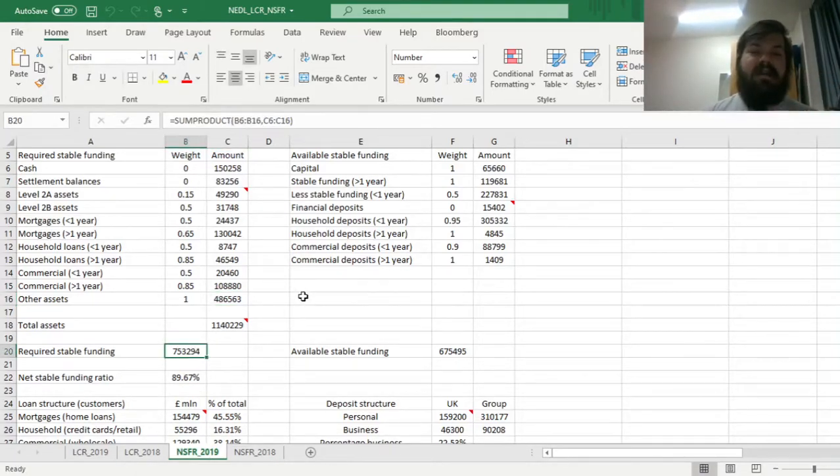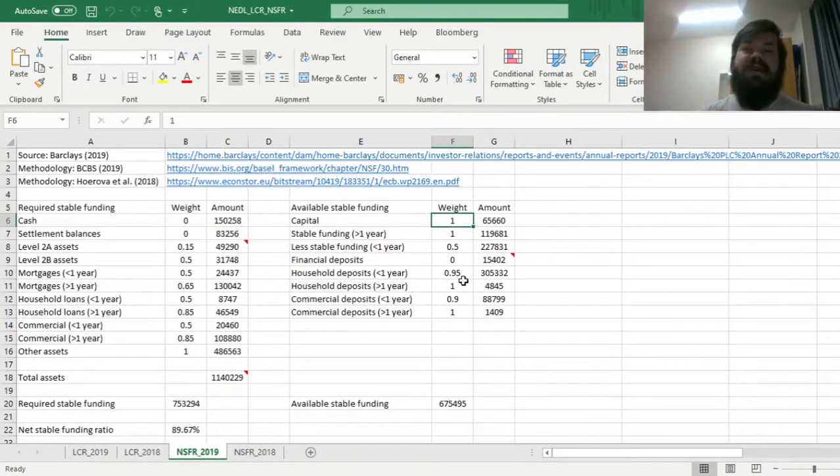And we see here that Barclays has roughly $750 billion in required stable funding. So they have to, from June 2021 at least, have at least that much in available stable funding. So what is considered stable funding? Well, first of all, and that's quite straightforward, bank capital. And it goes in with a weight of 1 because it's the stablest funding you can possibly imagine.